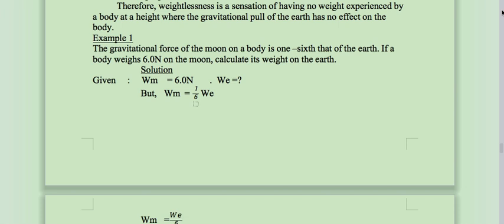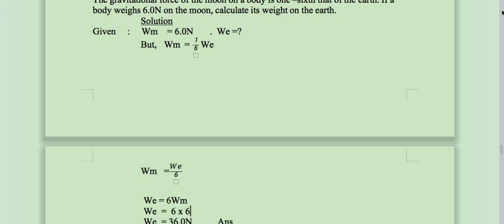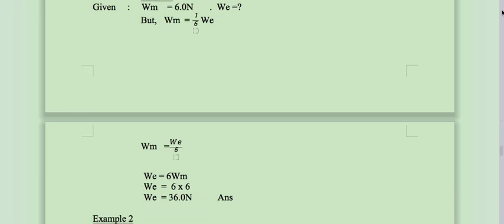Therefore, the weight of the moon is equal to 1/6 of the weight of the Earth, making Wm equal to We over 6. Making We the subject of the formula, We is equal to what? 6 times Wm. We is now equal to 6 times 6, which will give me what? 36.0 Newton. That becomes the weight on the Earth.